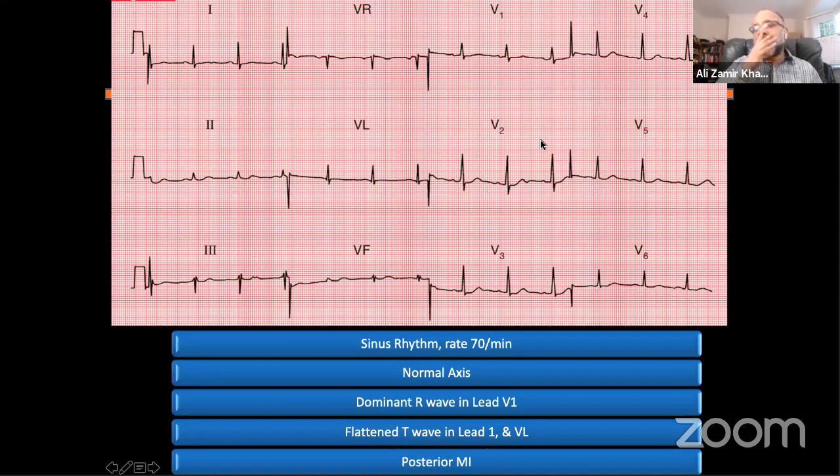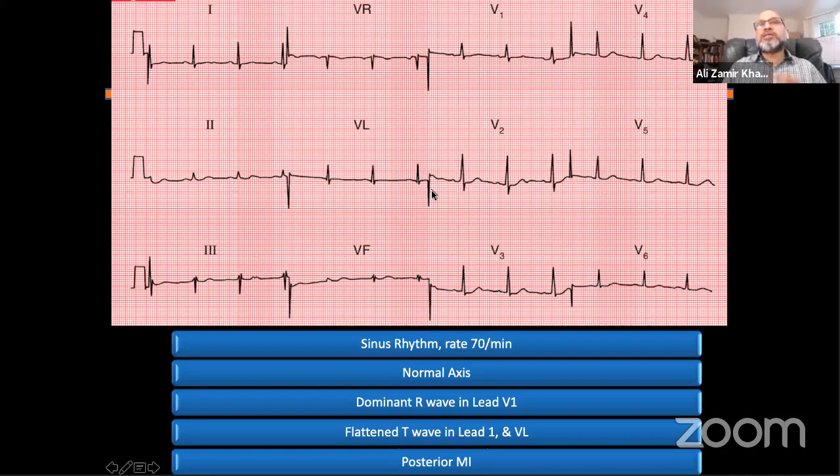So in this situation, what I will do is I will actually put leads 7, 8, and 9, okay? Because you cannot clearly see the ST changes, but you're seeing some flattening in lead 1 and lead 2. So there's a subtle hint that something is going on beyond the left lateral. There's no T wave seen in lead 1 and aVL. So something is happening beyond the left lateral side. What I would do is put leads 7, 8, and 9. And when you put leads 7, 8, and 9, what you will see is ST elevation.